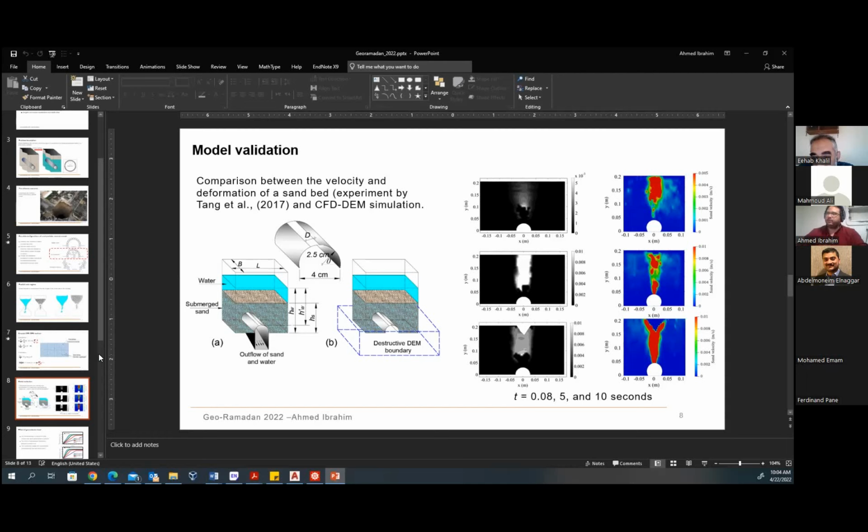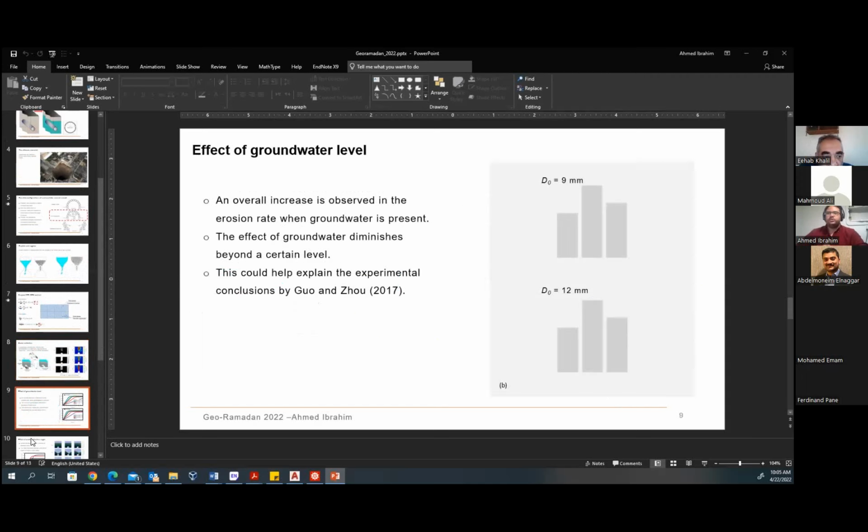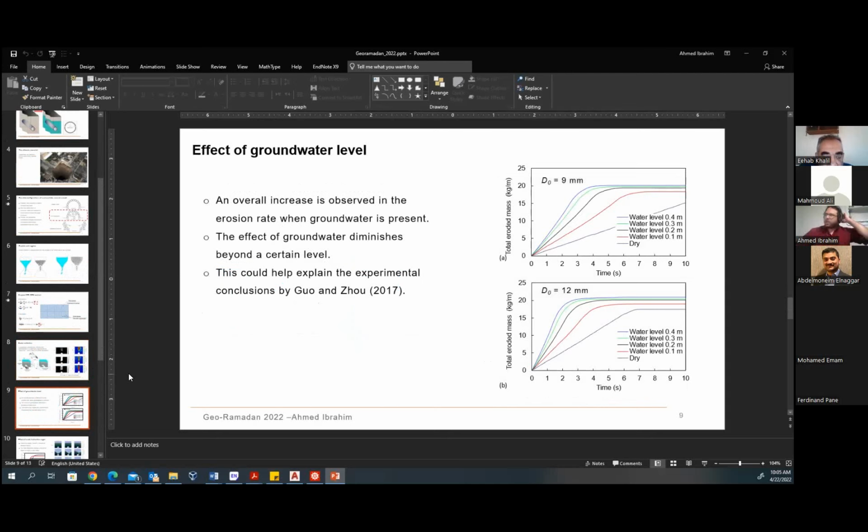And this is why, ahead of everything, we just carried out an analysis case of pure discrete element modeling to see what happens in the dry case. Here, on the right-hand side, we have the graphs for the total eroded mass over time. This is the amount of sand that is lost from the system over time. And this purple line represents the dry case.